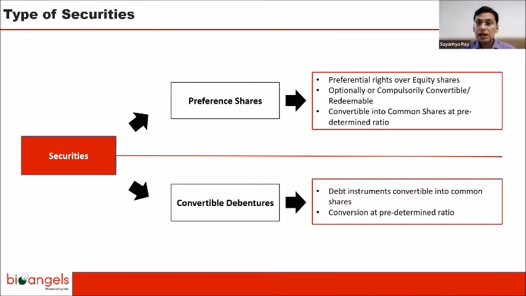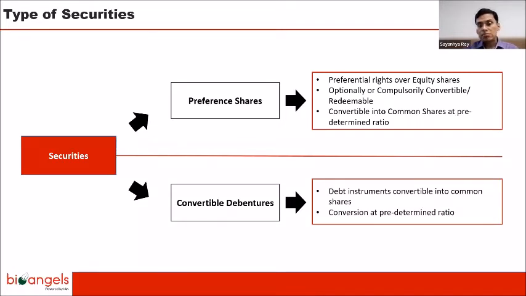Preference shares, as you can see, are optionally or compulsorily convertible. They can also be redeemable. They're typically converted into common shares in a predetermined ratio. I want to highlight that because in case of an anti-dilution, typically when there is a down round happening, having a preference share gives us the ability to tweak the conversion ratio so that any negative effects of a down round can be mitigated in favor of the investors. So the flexibility to change the ratio in a preference share exists, and that is the benefit that we take advantage of.